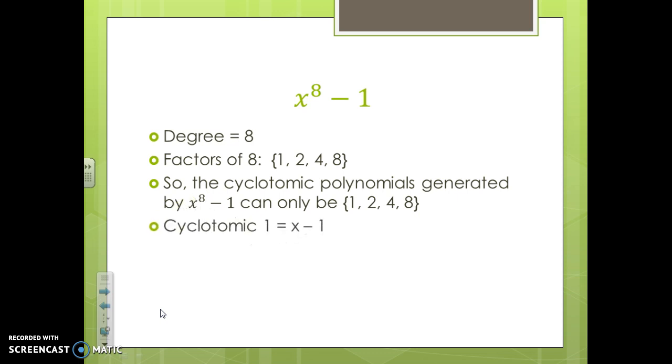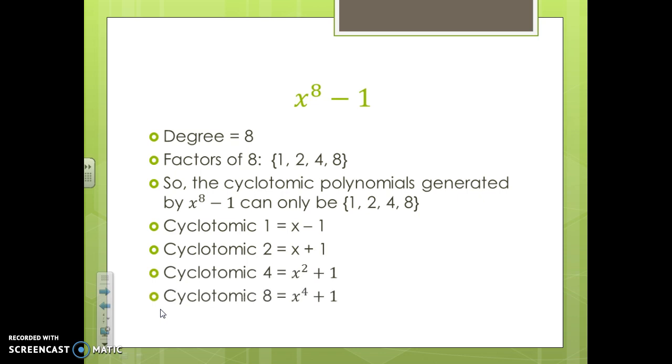So the cyclotomic polynomial of 1 is x minus 1 because its solution is 1. Cyclotomic of 2 is x plus 1 because negative 1 squared would get me to the positive 1. Cyclotomic 4 is x squared plus 1, and the cyclotomic polynomial of x to the 4th plus 1 would be 8. That's the number 8 one.